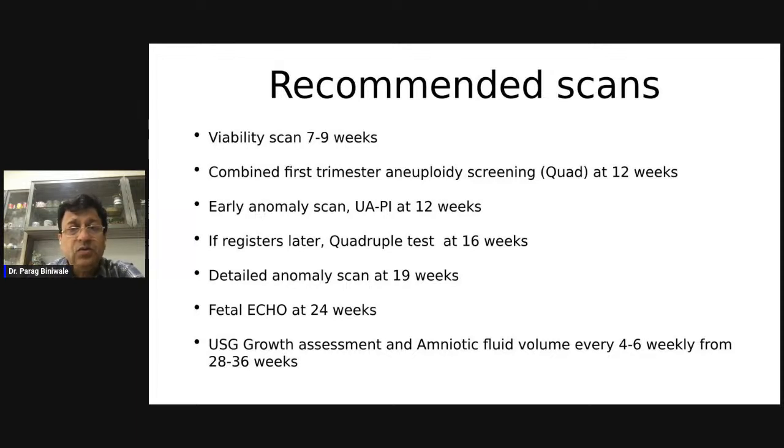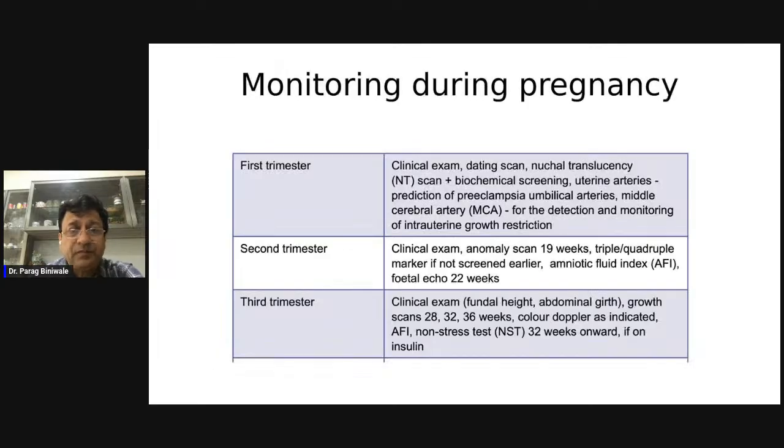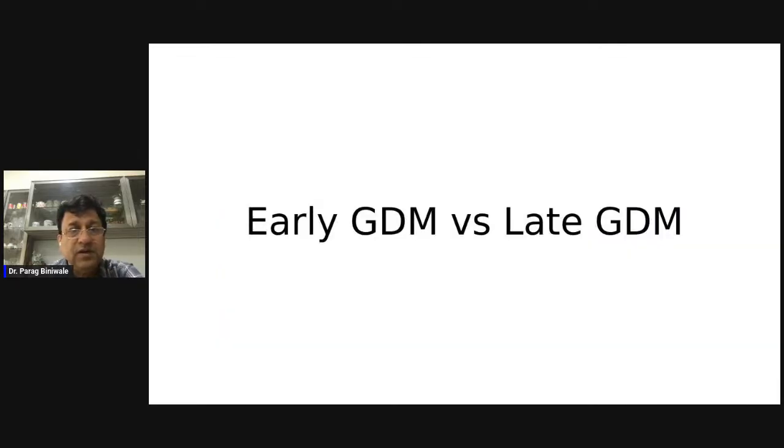Let's not forget to do a double marker test or a quad test or a quadruple screening, and if required, NIPS. How do we monitor these pregnancies? So in the first trimester, apart from clinical examination, dating scan, NT scan is a must. In the second trimester, the clinical examination continues. We would do an anomaly scan at around 19-20 weeks, fetal echocardiography at 22 weeks, and the third trimester, apart from the clinical management of patient, we would do growth scans at 28, 32, and 36 weeks if needed.